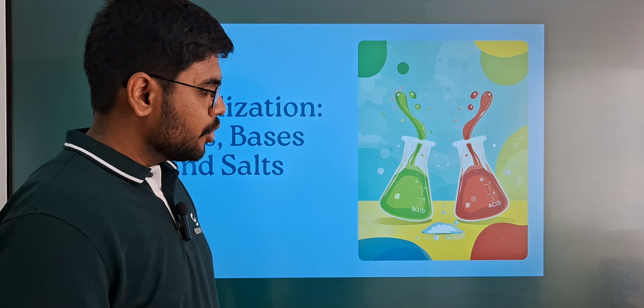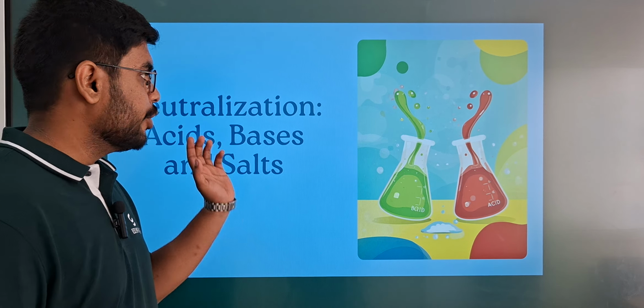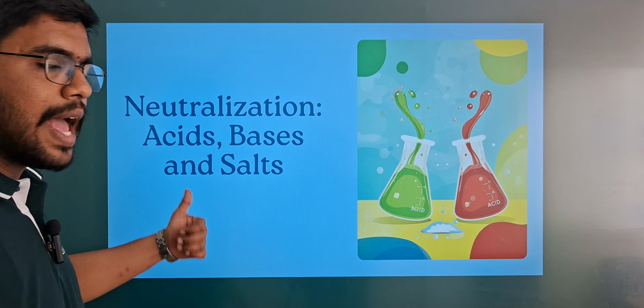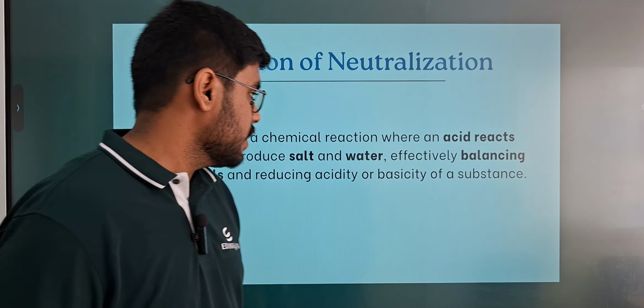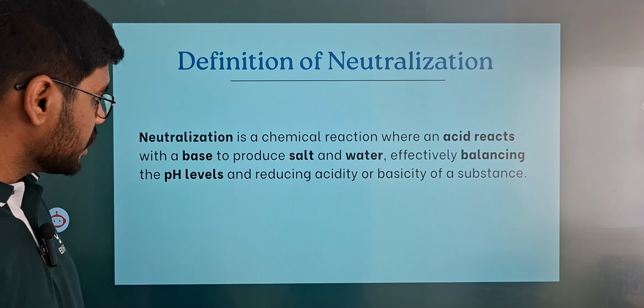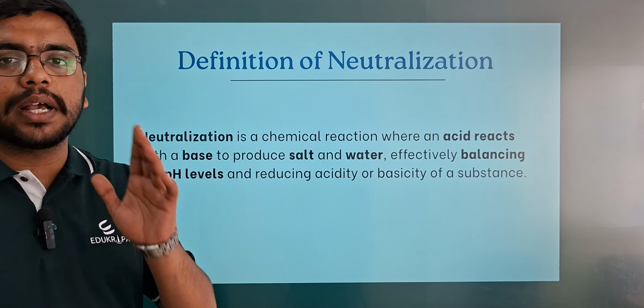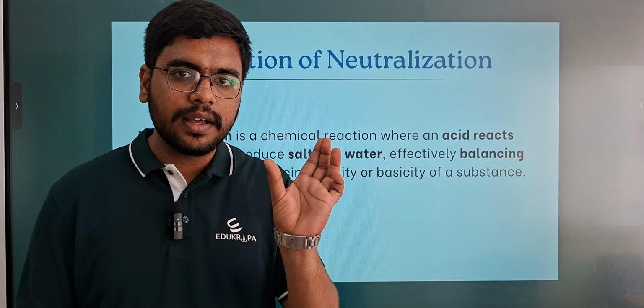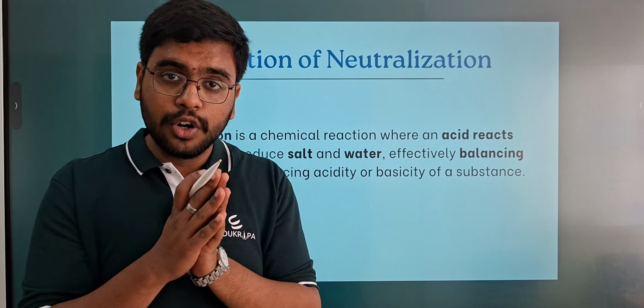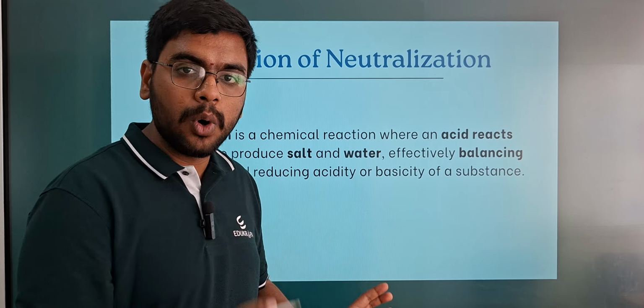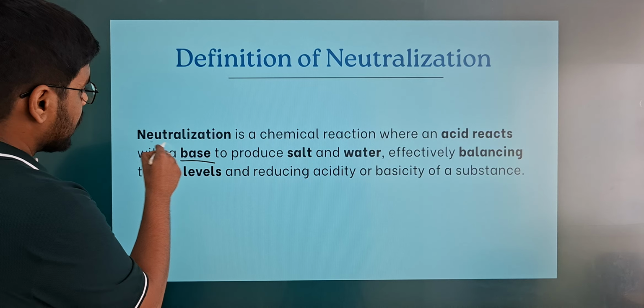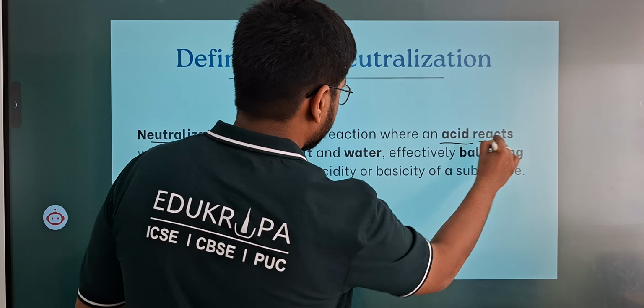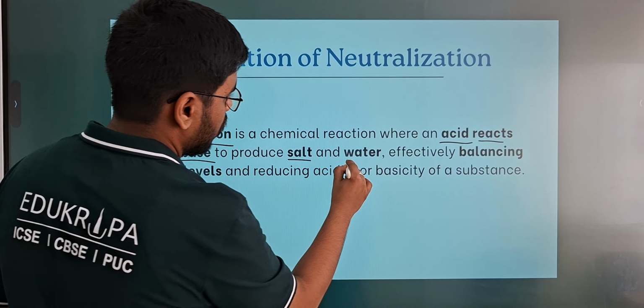Hello everyone. Today we are continuing with the topic neutralization of the chapter acids, bases and salts. First we'll get to know what exactly is neutralization. Neutralization is a chemical reaction where an acid and a base react together to form salt and to liberate water. Neutralization is the reaction where acid reacts with base to produce salt and water.